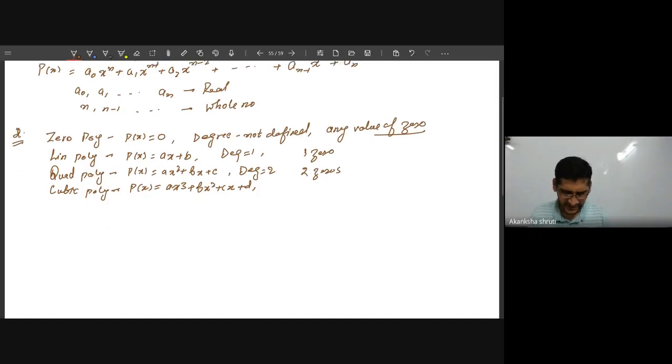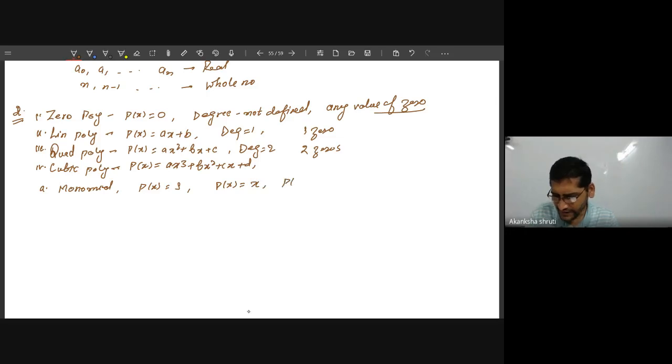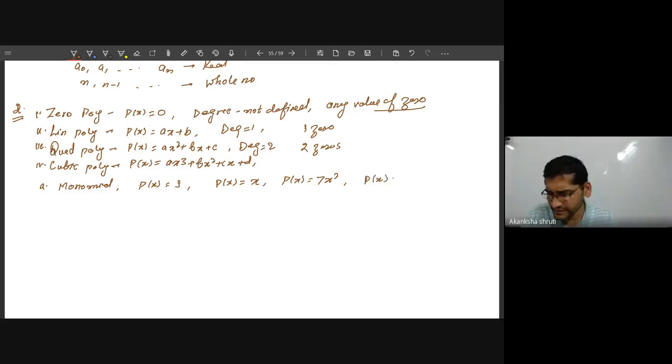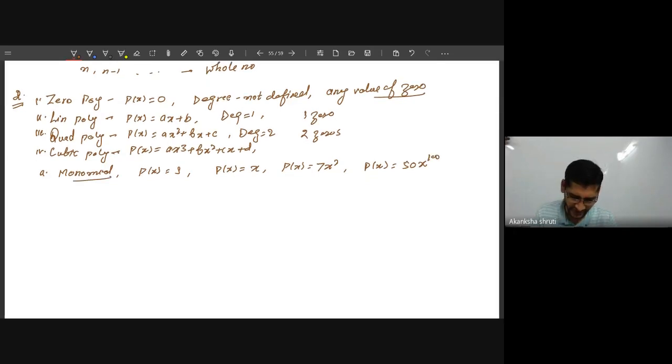Then there was the classification considering the number of terms. That classification was based on the number of terms. Monomial means only one term. Even if it is one constant, this is a monomial, or p(x) equals x, this is also a monomial. Even p(x) equals 7x square you are writing, this is also a monomial. Even p(x) equals 50x to the power 100, it is also a monomial, means only one term.